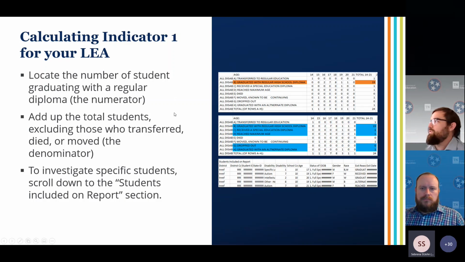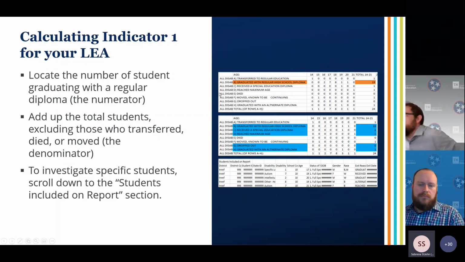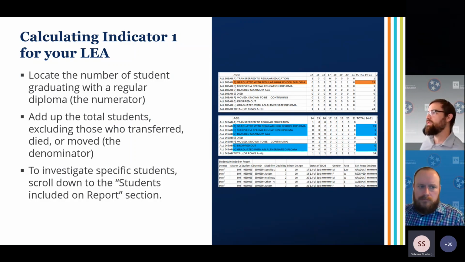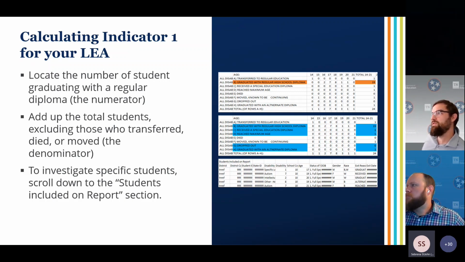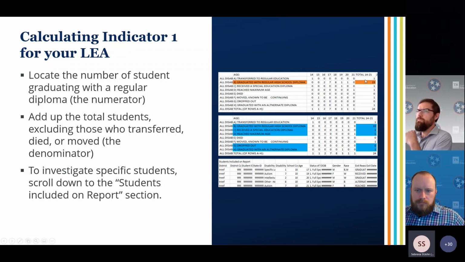So let's show an example here. This is just a hypothetical example with fake numbers, but if you were pulling down, for example, the Excel report with details, you can look at individual students in the report, and you can also find the same tables that exist in the PDF version. I believe if you're looking at the PDF, you'd want to scroll down to page 7 and find the table for all disabilities. And you'd be looking at the column for total students age 14 to 21.